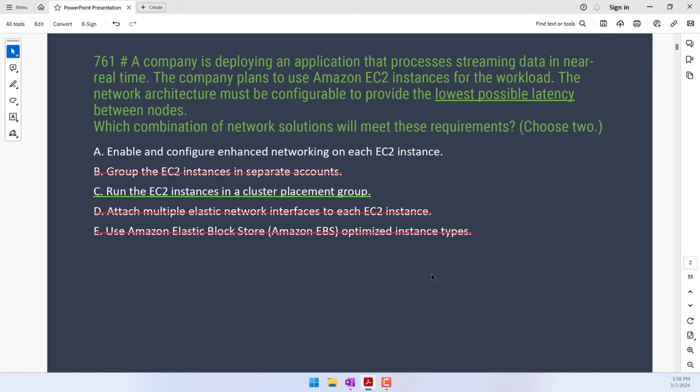Whether you shut them down or not, reserved instances are yearly, 1 year or 3 years, you are already paying it. If you are going to shut it down, you will still have to pay. So that's not the answer.